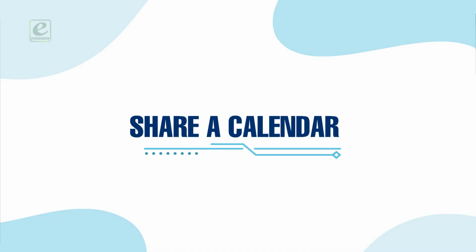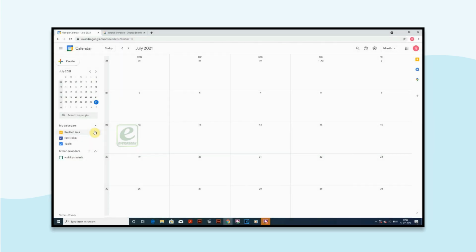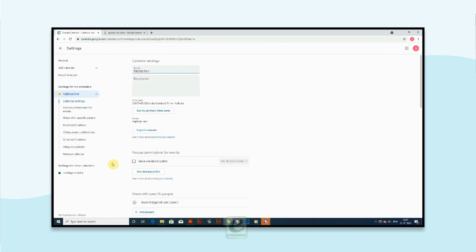Share a calendar. Click the calendar you want to share. Click Settings and Sharing. There are two options for access permissions. The first is to make your calendar available to the public or to share your calendar with specific people.